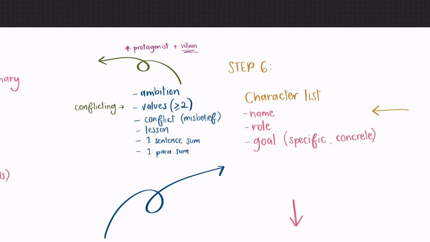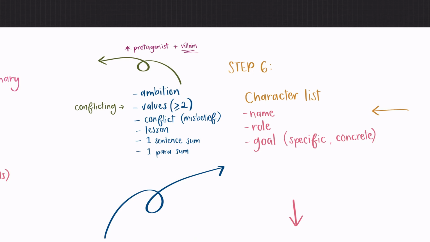Then you also should include the conflict for that character. So what's their problem in the story? And I kind of interpret this as what's their misbelief, what's holding them back from getting their goal. And that's pretty much always something internal at the core. So it's kind of what's their misbelief.